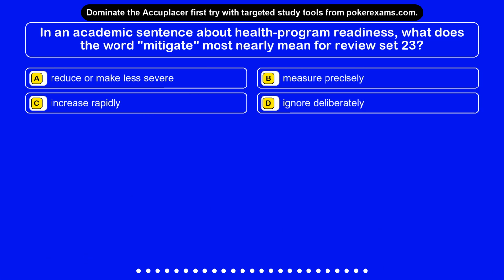Question 15. In an academic sentence about health program readiness, what does the word mitigate most nearly mean for review set 23? Option A. Reduce or make less severe. Option B. Measure precisely. Option C. Increase rapidly. Option D. Ignore deliberately.